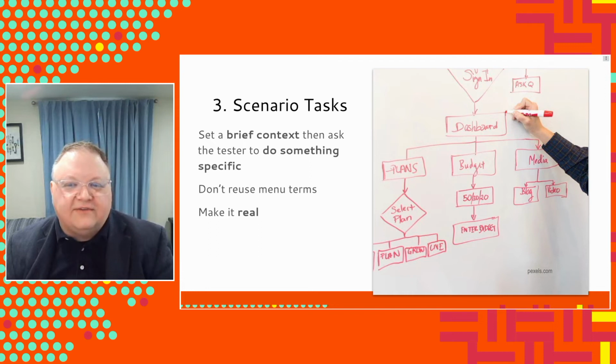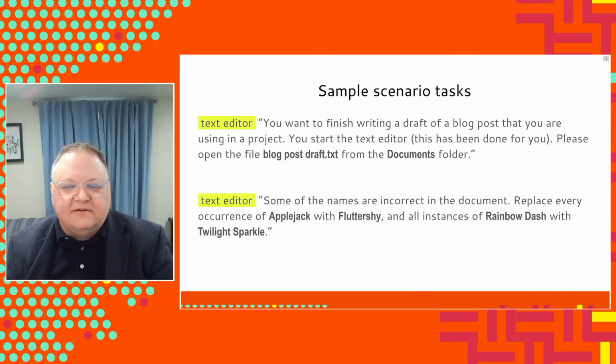So I've kind of described what a scenario task is, but here's an example for a text editor. And these are actual scenario tasks that I used or my interns used when we did usability testing for Outreachy. So for a text editor, this originally was the usability scenario task we used for gedit. You want to finish writing a draft of a blog post that you're working on for a project. And you start the text editor, and that's been done for you because we're not testing if you can launch the application. We're testing the application. So you start the text editor, that's been done for you. Please open the file blogpostdraft.txt from the documents folder.